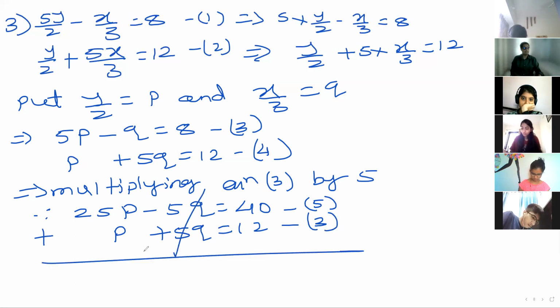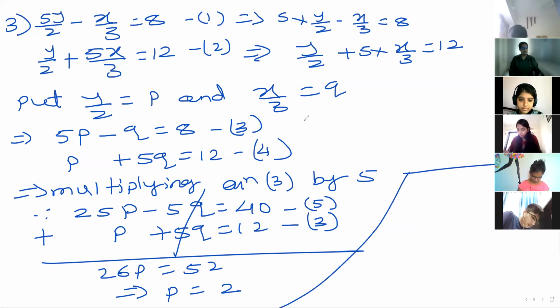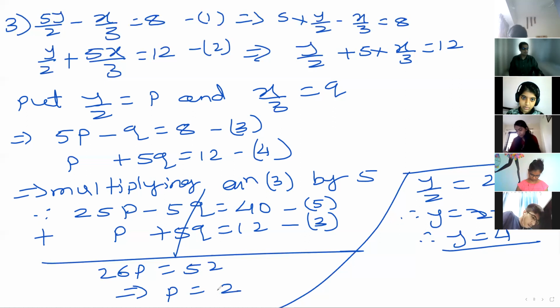So obviously 5q will get cancelled. 25p plus p will be 26p is equal to 52. That means p is equal to 2. 52 upon 26 is 2. अरे ये तो p है, हमारा ओरिजिनल वेरिएबल p था क्या, नहीं था. p is y upon 2. p 2 है, इसका मतलब y upon 2 2 है, तो y कितना हो गया, 2 into 2 हो गया, so y हो गया 4. Okay, if p is 2, 5q will be 10, so q will be also 2.